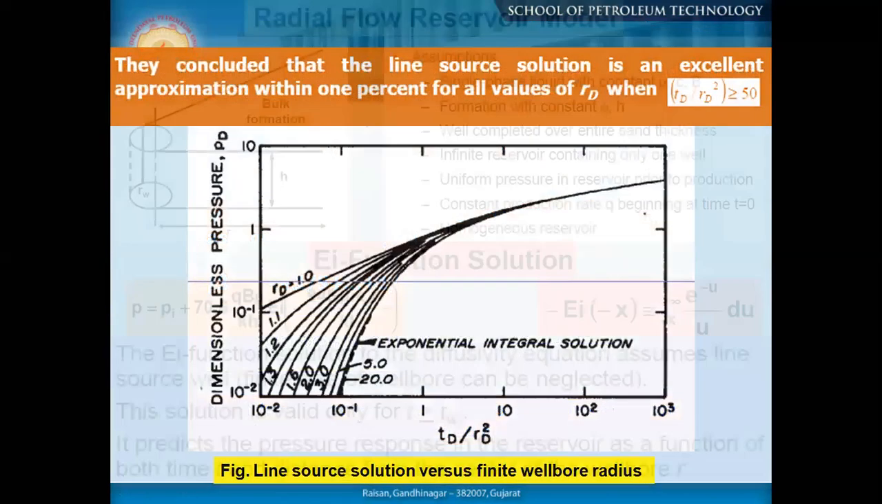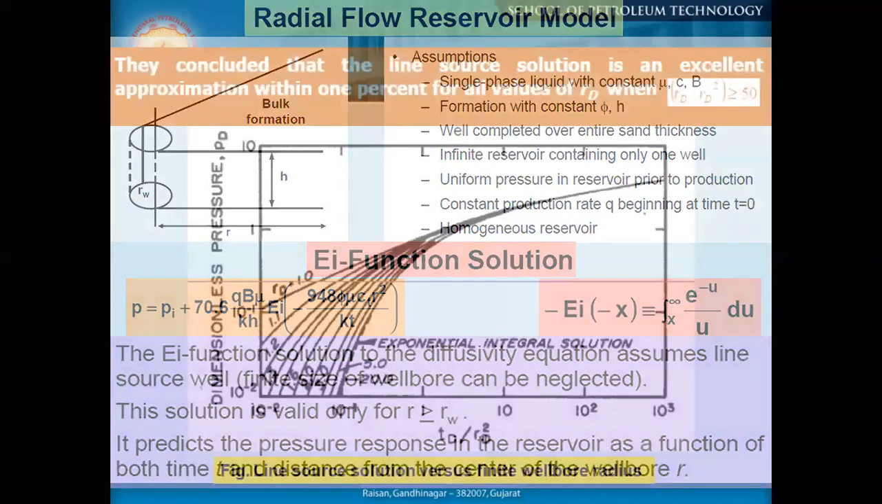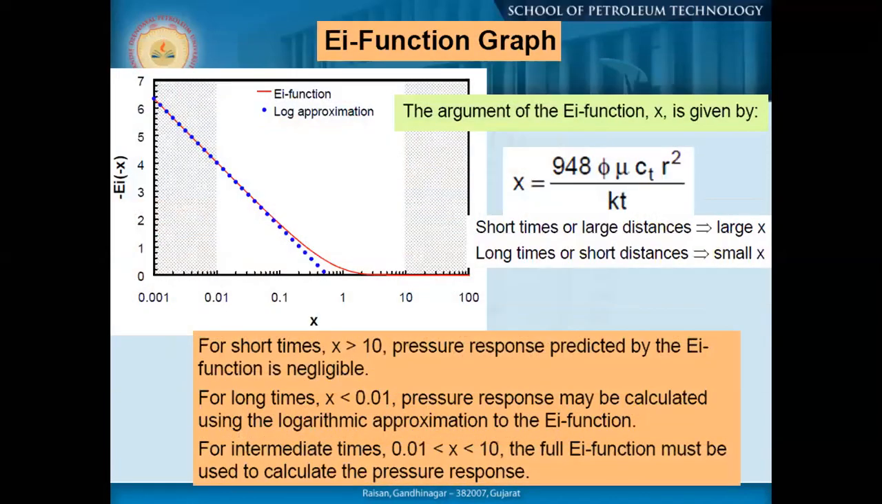You see here, this is our pressure at a specific time of our study and how it is related to our Ei function. Depending on your r and t of the test, it may be an early time test, a middle time test, or a late time test, and you need to take care of the solution of your exponential integral. There are three cases: when x is greater than 10, when x is less than 0.01, and when x is in between 0.01 and 10.